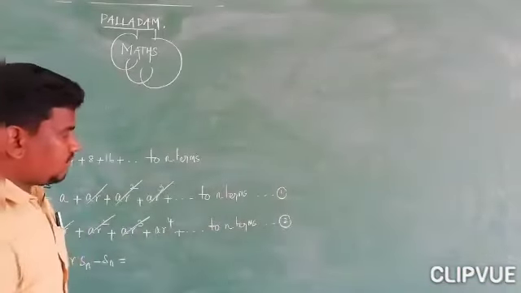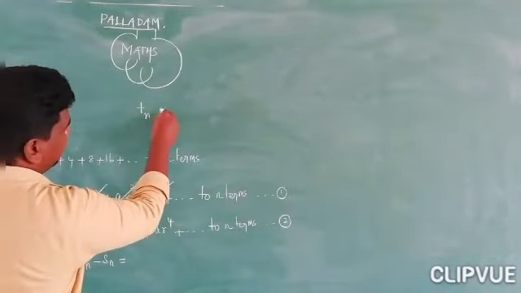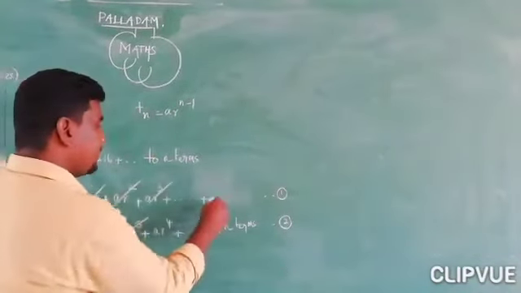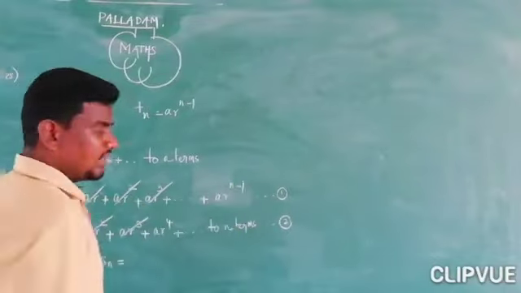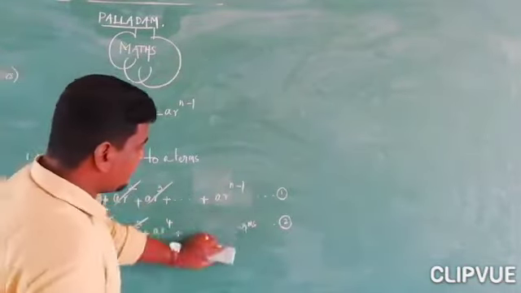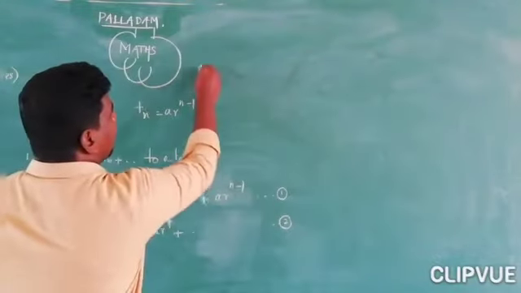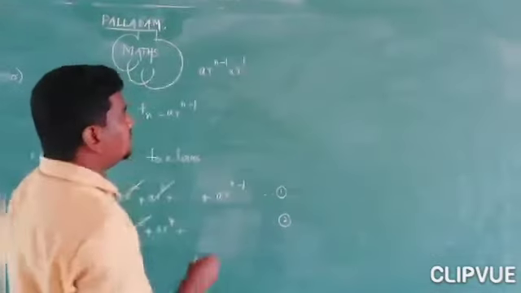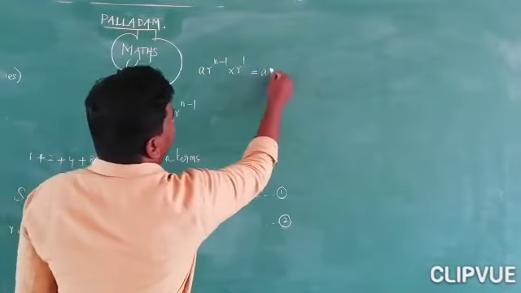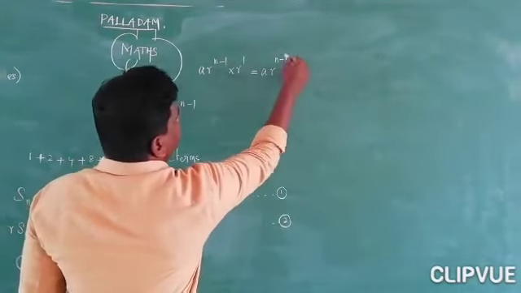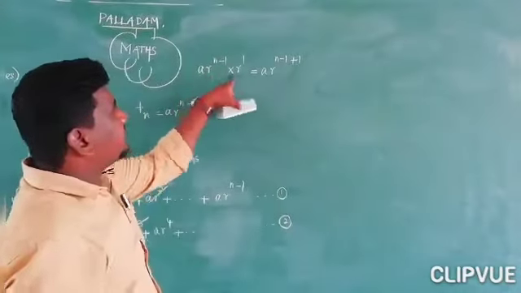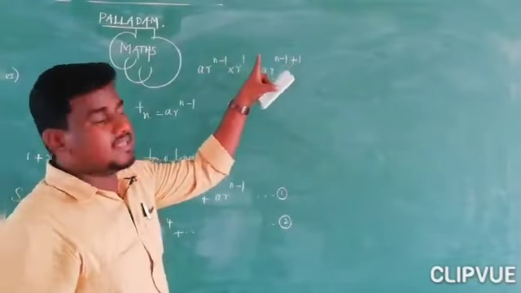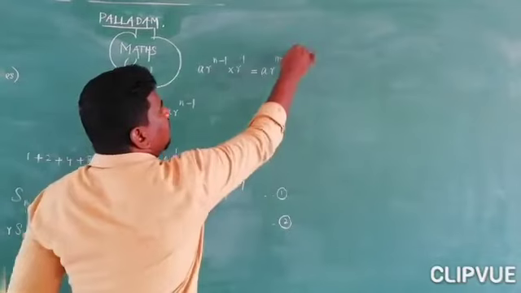Here, to n terms. What is the nth term? Tn is equal to a r power n minus 1. So I am going to replace it with plus a r power n minus 1. And in this case, I multiply it by r. We already have a r power n minus 1. If you multiply it by r power 1, it is equal to a r power n minus 1 plus 1. Here the bases are the same, so when we multiply them, we can add the powers. That law I have applied there. So n minus 1 plus 1, this one will be cancelled.